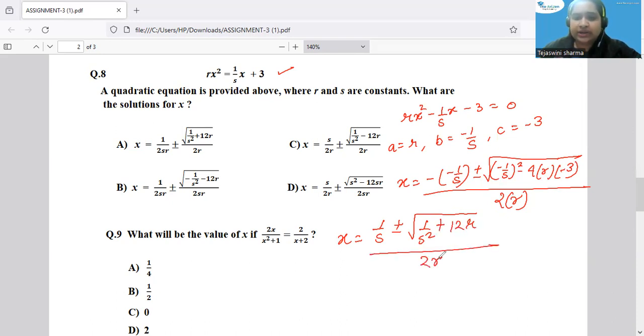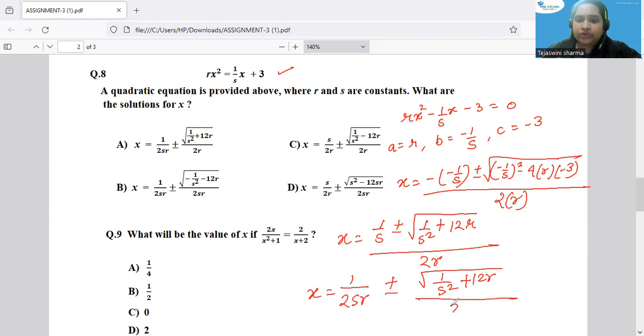and upon 2r. Now again, on simplifying, on dividing the denominator separately to both the expressions at both sides of this operation, which is given in plus and negative sign, you will have 1 over 2sr, and this plus minus symbol separating this expression 1 upon s to the power 2 plus 12r and over 2r.